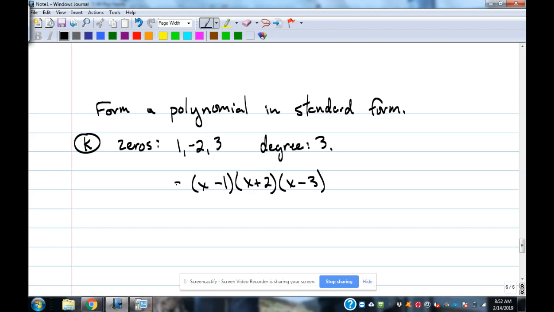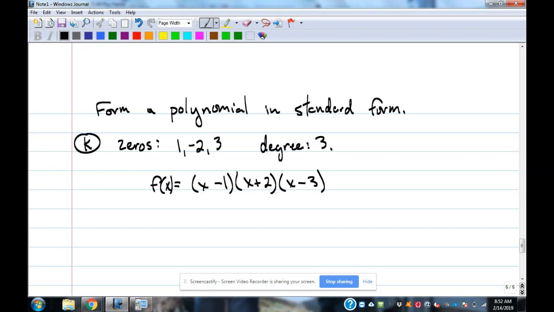And then, we're going to multiply that out to build that polynomial in standard form. So this is what we call intercept form, or factored form is what we call it a lot in Algebra 1 and 2. But we're going to multiply it out and put it into standard form.